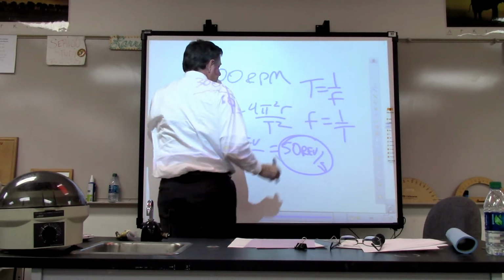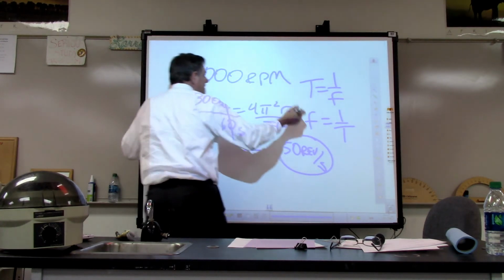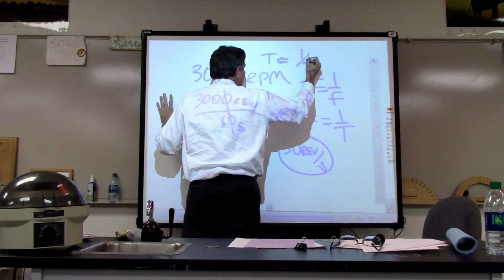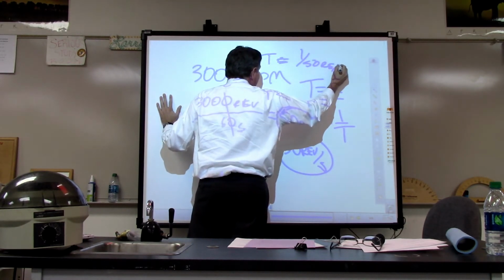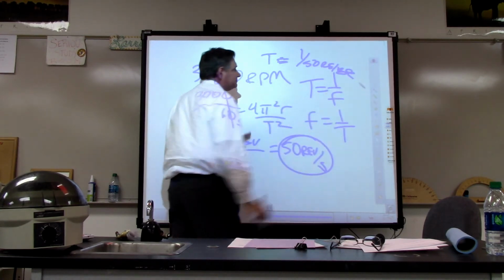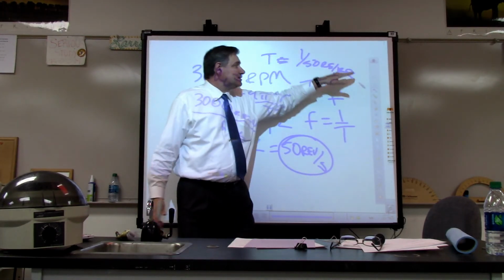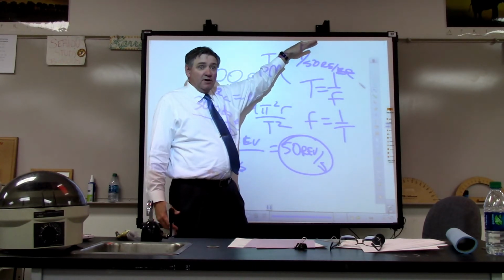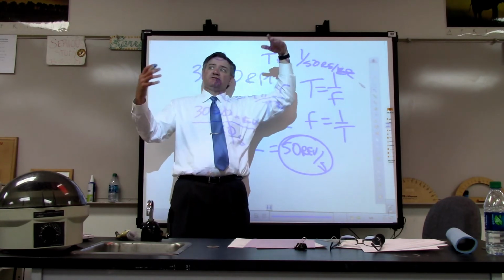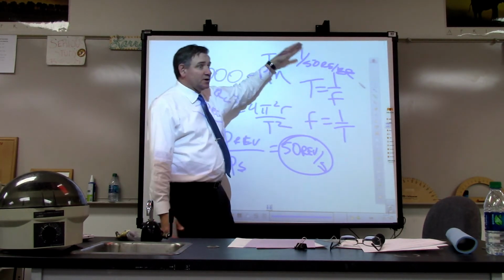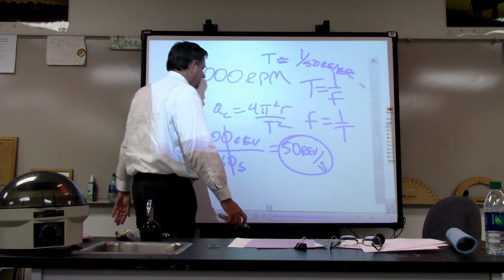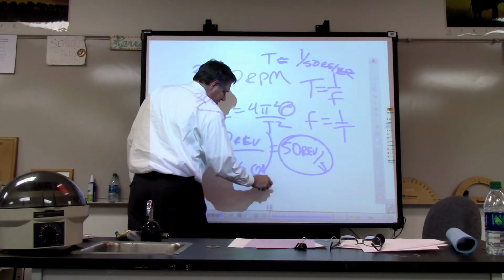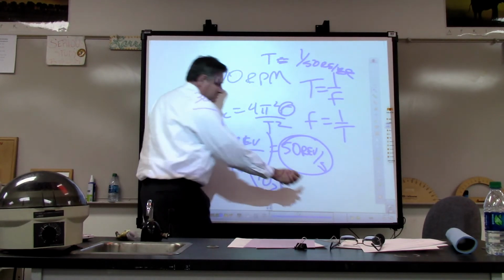Something handy happens when I do this. If I take 1 over 50 revolutions per second, I've got seconds in the denominator, so you get seconds per revolution, which is what period is. So somebody take 1 over 50. 0.02. So in this case, I'm going to take the radius and 0.02 seconds squared.